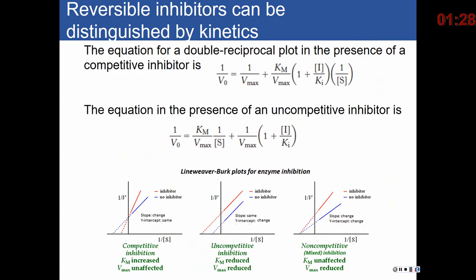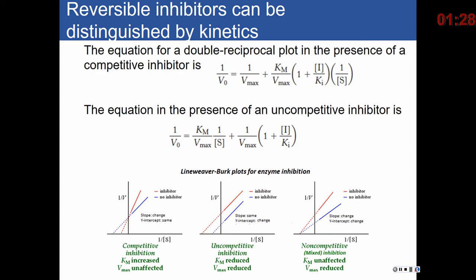So reversible inhibitors, we can actually distinguish based on their kinetics. Here again, you can see, here's the equation for the double reciprocal plot, so the Lineweaver-Burk plot, and the presence of a competitive inhibitor is shown here. And an uncompetitive inhibitor is shown here, which, because of the difference in these equations, you see this difference here.